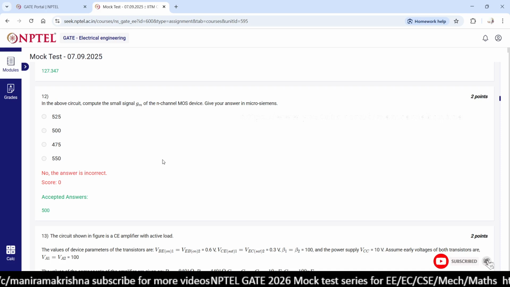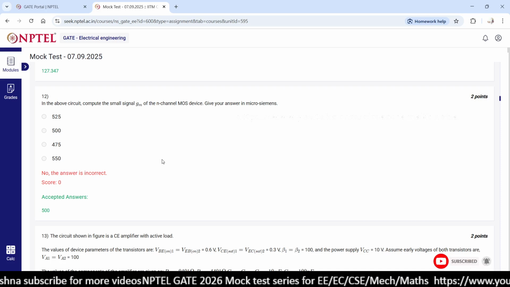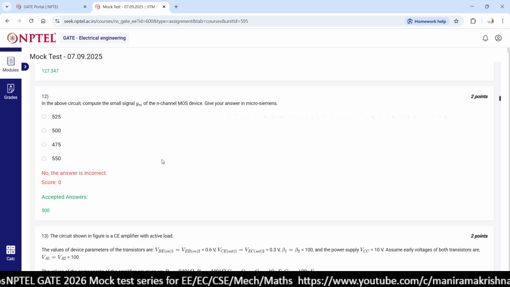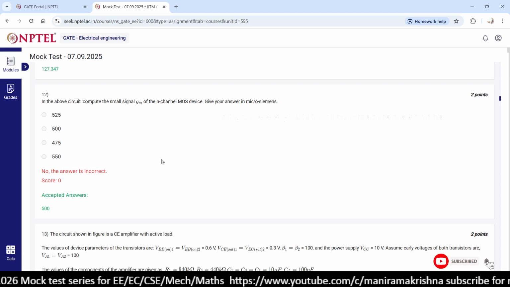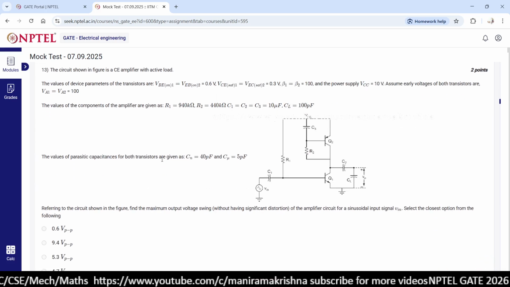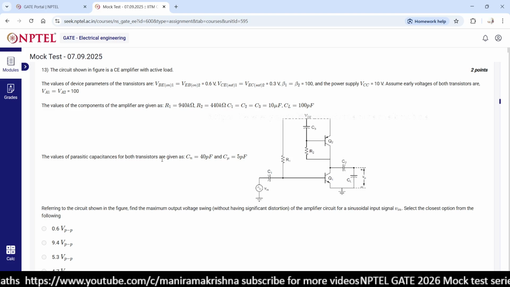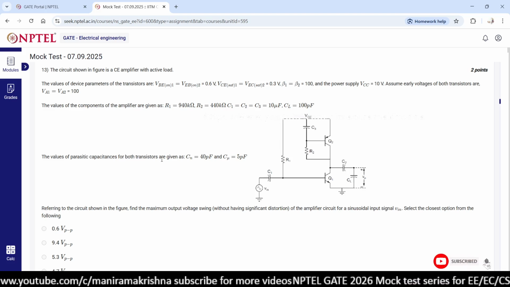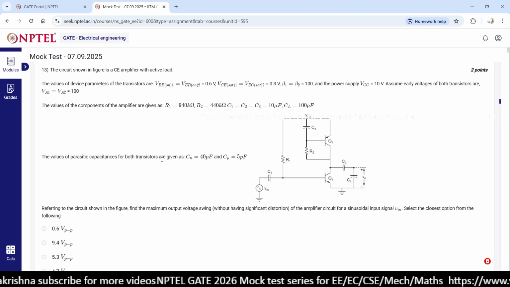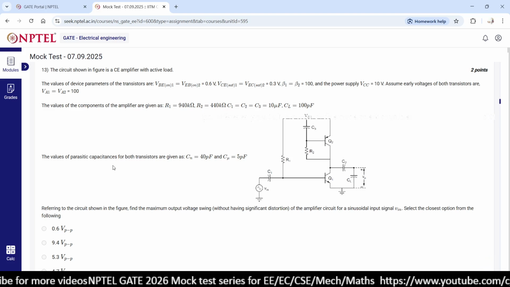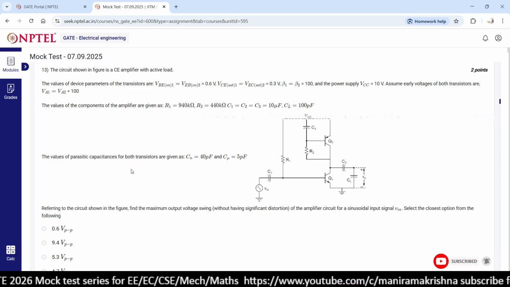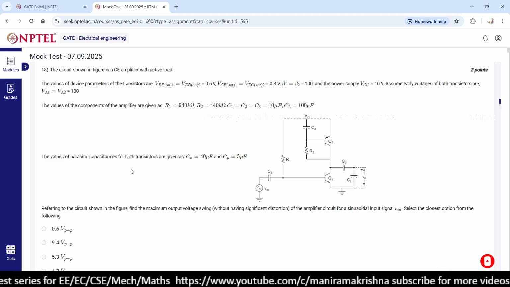Twelfth question, on the N-channel MOSFET, a semiconductor devices topic. Next we'll have analog electronics, semiconductors, common emitter amplifier. So transistor analog is there.